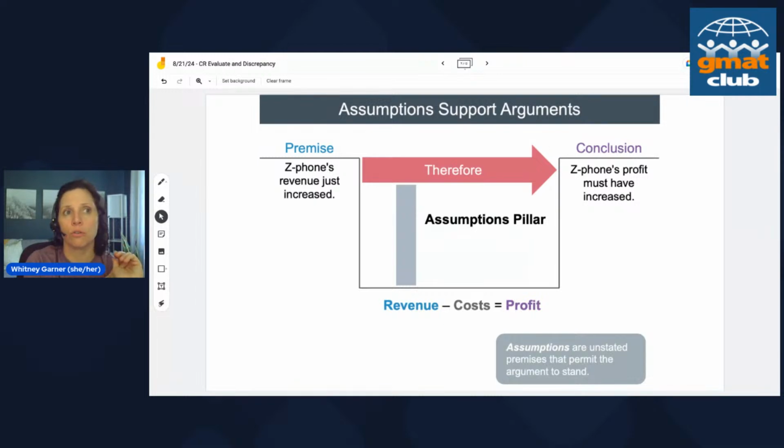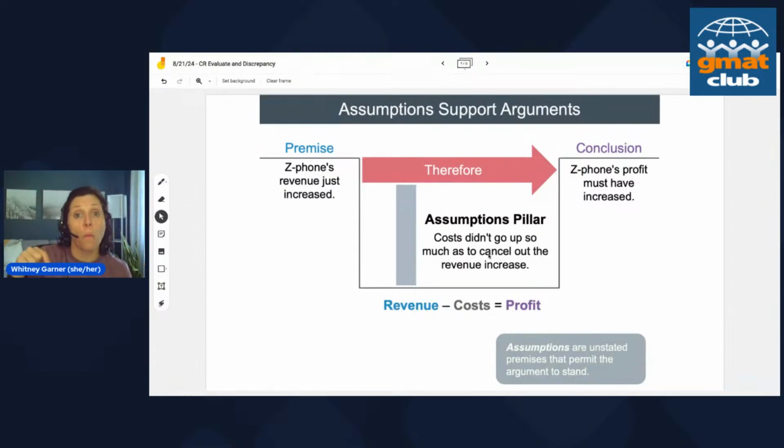I didn't need to assume that my costs went down. And in fact, I didn't even need to assume that my costs didn't go up, because they could have gone up a small amount, right? So in a sense, I need it to be the fact that my costs didn't go up so much as to cancel out my revenue increase. So great question. Like, thinking about a ratio.